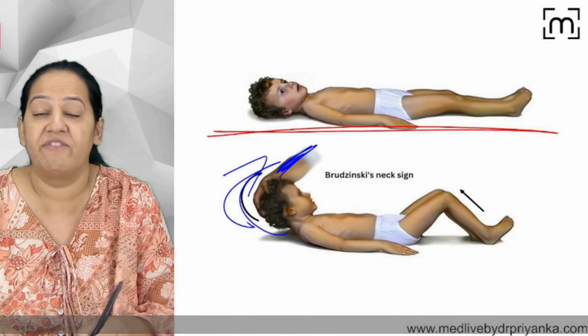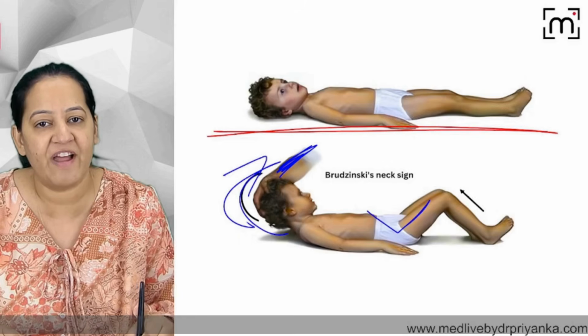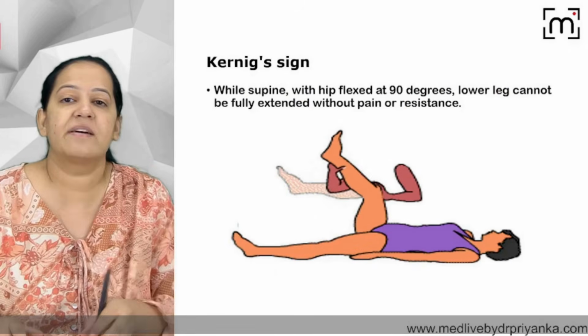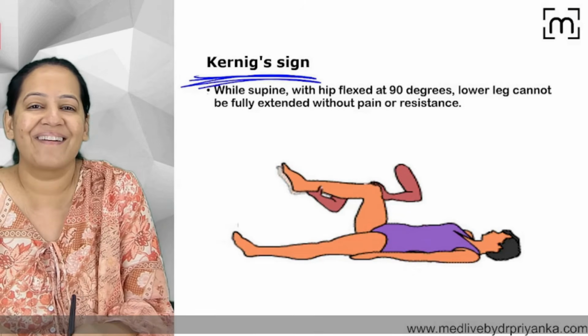Flex the head, flex the neck. You can see involuntary flexion of the hip and the knee. This is positive Brudzinski sign. The second is Kernig sign.